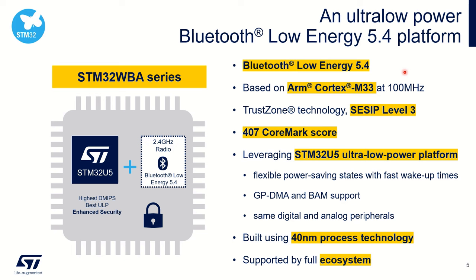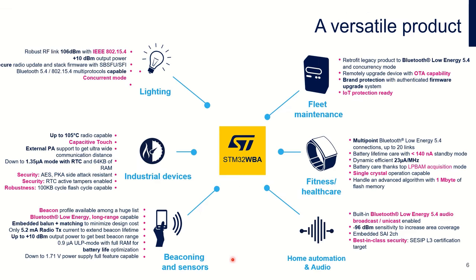It has a Cortex-M33 running up to 100 MHz. In terms of security, it is really high level, with TrustZone plus SESIP level 3 certification. And of course, this product leverages all the key peripherals from the U5 ultra low power platform. You will find, for example, a lot of flexibility inside the low power and wake-up modes, the DMA as well, and some analog and digital peripherals that have been designed for ultra low power applications. It is built on 14 nanometer process technology, and it is completely supported inside the whole STM32 ecosystem.